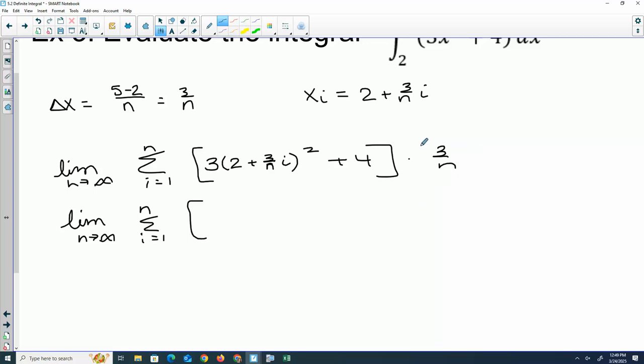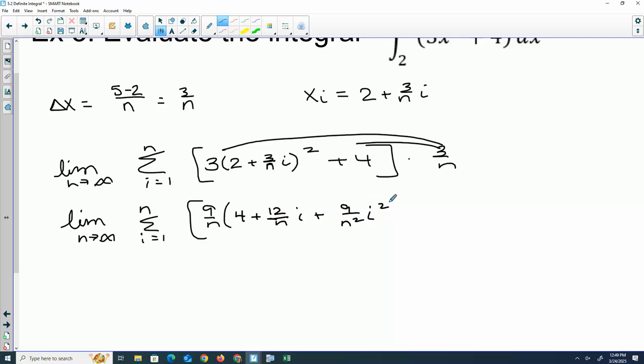Can I combine 2 things at once? Here's what I'm going to do. I want to distribute my 3 over n to each term, so that'd be a 9 over n squared. And then I'm also going to FOIL the inside of that parenthesis at the same time. If I FOIL that, I would get 4 plus 6 over n i plus 6 over n i, so 12 over n i, plus 9 over n squared i squared.